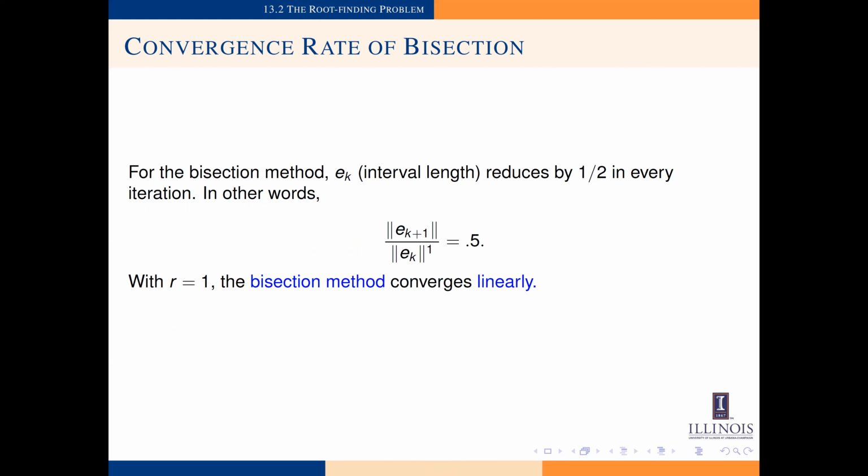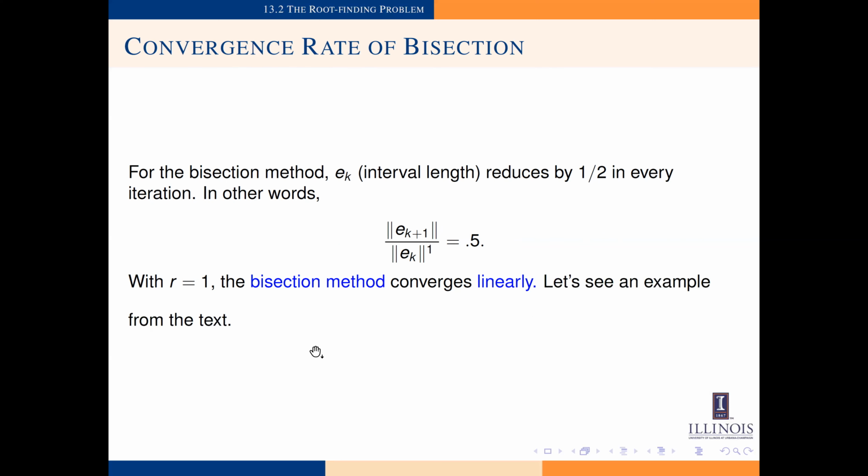For the bisection method, the interval length e_k reduces by 1/2 in every iteration. In other words, for any k, the absolute value of e_{k+1} divided by e_k to the first power is equal to the constant 0.5. As you can see, since this power here is 1, the bisection method converges linearly with r equals 1.